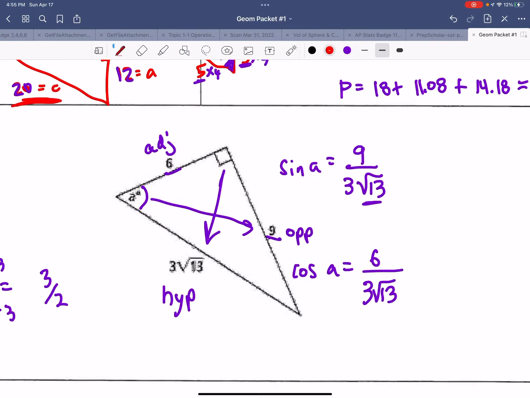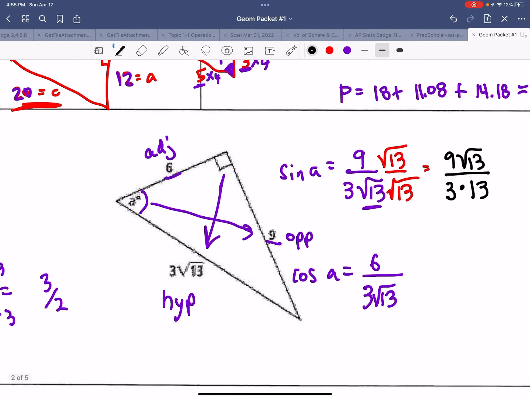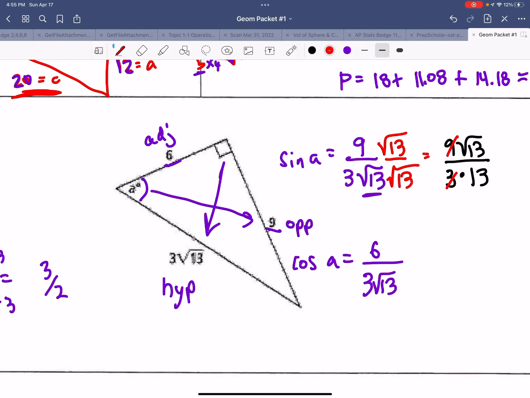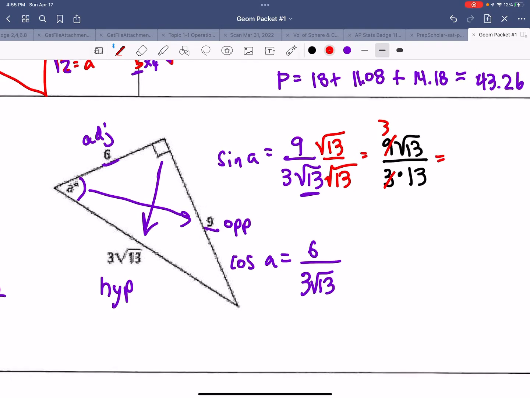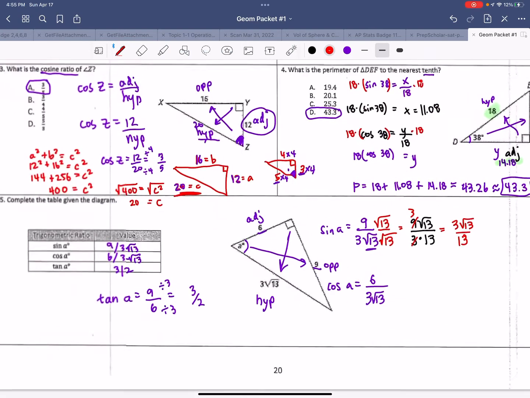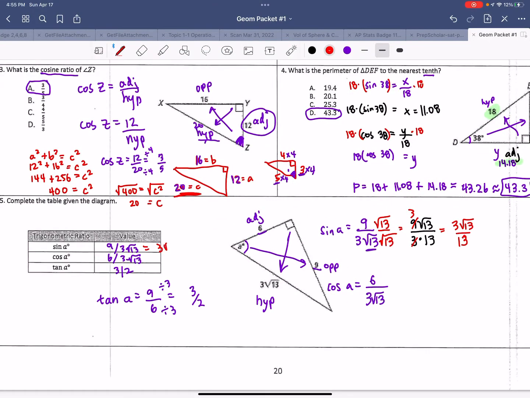All right, so these other ones we have to fix. So let's go ahead and fix them. If I multiply by the square root of 13 on the top and the bottom, I'm multiplying by a magical 1. I'm not changing the value here. So I have 9 times the square root of 13 in the numerator, and in the denominator, I have 3 times 13. Okay, so this would cancel, giving us 3. So our final answer is 3 times the square root of 13 over 13.